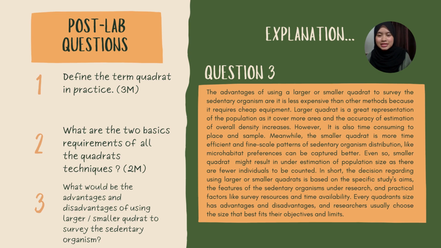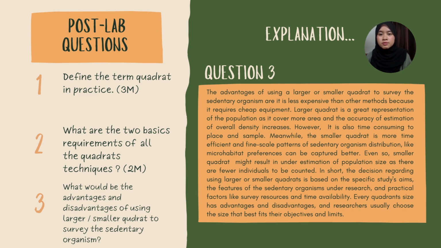The third question is, what would be the advantages and disadvantages of using a larger or smaller quadrat to survey sedentary organisms? The advantages of using a quadrat to survey sedentary organisms are that it is less expensive than other methods because it requires cheap equipment. A larger quadrat is a great representation of the population as it covers more area and the accuracy of the estimation of overall density increases. However, it is also time consuming to place and sample.